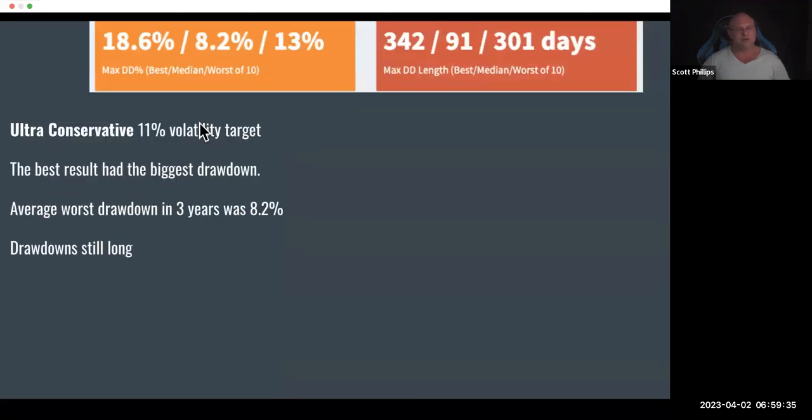So at 11% volatility target, the best result had the biggest drawdown. It had an 18.6% drawdown. The worst result had a 13% drawdown, and the average drawdown was 8.2%. Now, our drawdowns were long. The best result had a year-long drawdown, the worst had almost a year, but the average one was 91 days. You can see how much luck there is there.